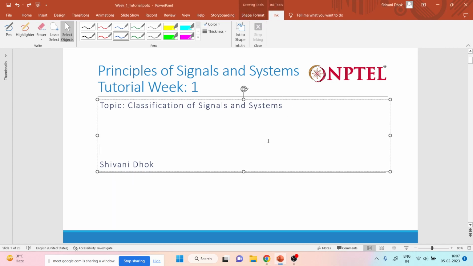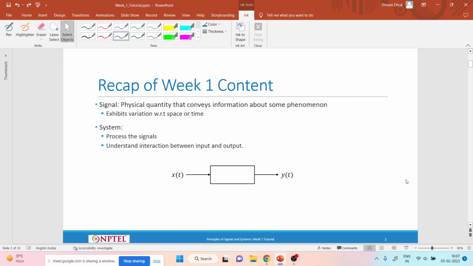So in the first week, you all got an introduction for the basic two components of this course, that is the signal and system. So while defining the signal, it was defined in a way that it is a physical quantity that conveys some information about some phenomena and it is varying with respect to time. So the very basic example of that is your voice signal. So your voice signal strength is going up and down with time. Like when I'm speaking, my voice is changing with time. So it is a time varying signal.